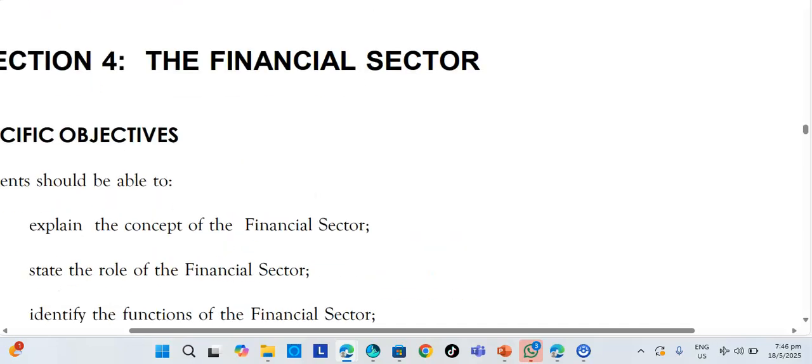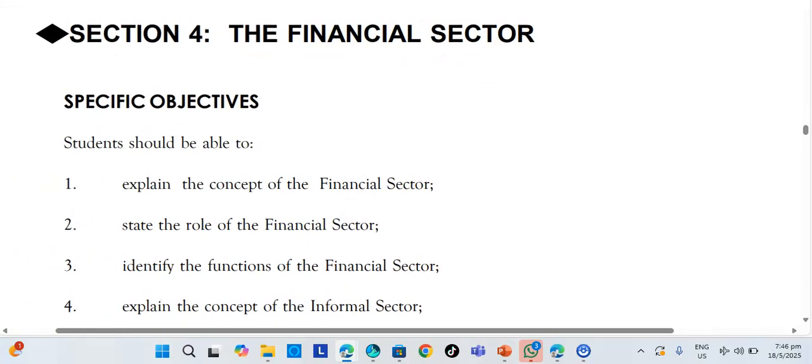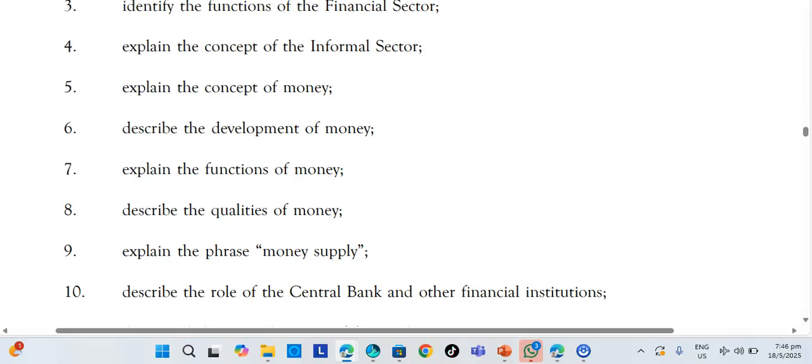Next, we are to look at the financial sector. Explain the concept of the financial sector. State the role of the financial sector.